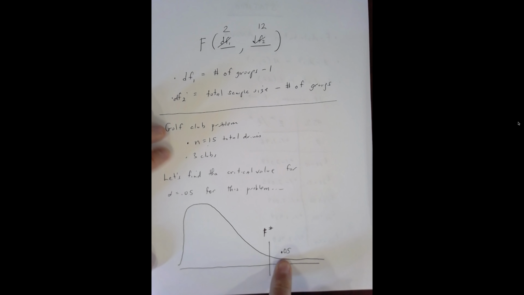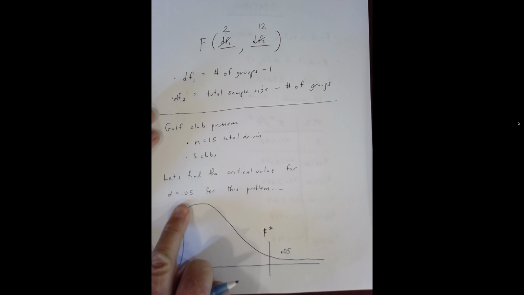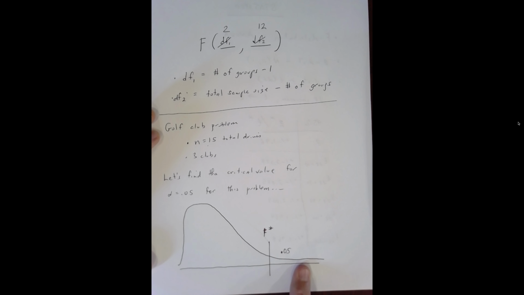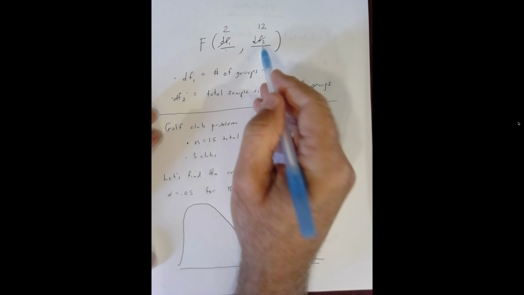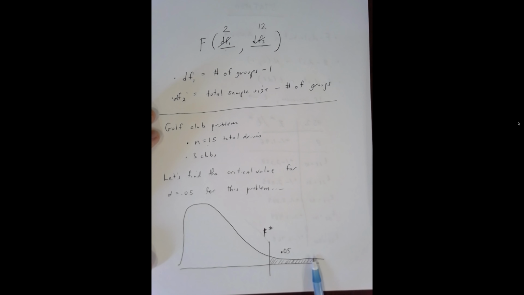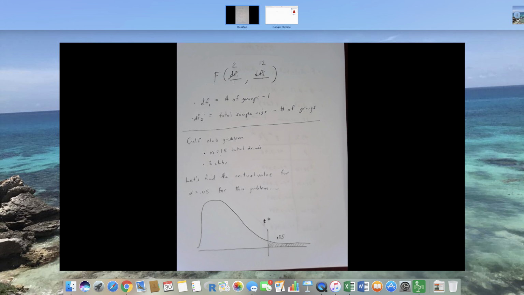Now, why 5%? Well, we're looking at an alpha of 0.05. So we have 5% of our area under our curve designated as the rejection region, which aligns with our alpha value. So we need to find the F statistic in this distribution, degrees of freedom 2 and 12, that has 5% of the area to the right. Well, guys, StatCrunch makes it very, very easy to do that.